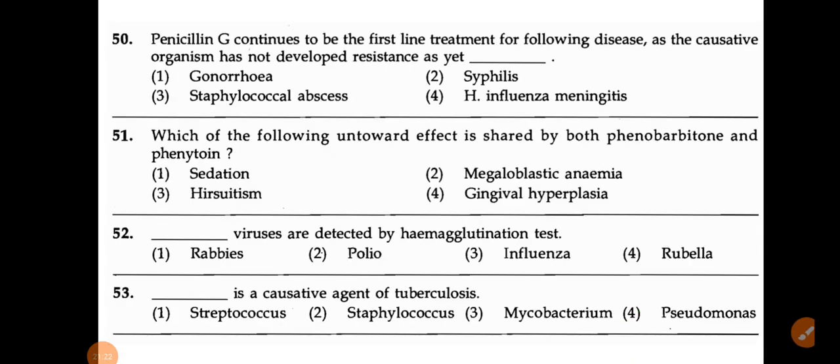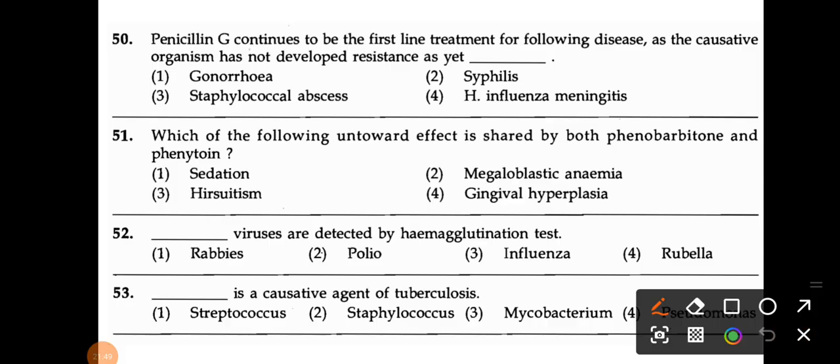Next, penicillin G continues to be the first line treatment for the following diseases as the causative organism has not developed resistance as yet. It means they are just asking where penicillin G is the drug of choice because the organism has not developed resistance. So that's why it is the drug of choice for that specific disease or organism. So what are the options? Gonorrhea, syphilis, staphylococcus abscess and H. influenza meningitis. So here the correct answer is your syphilis.